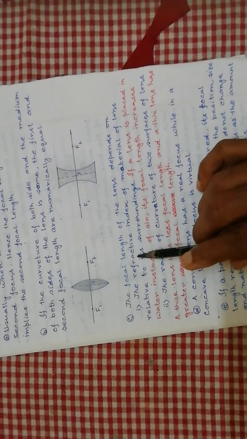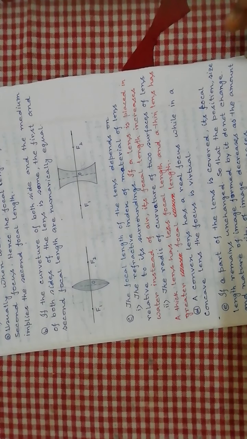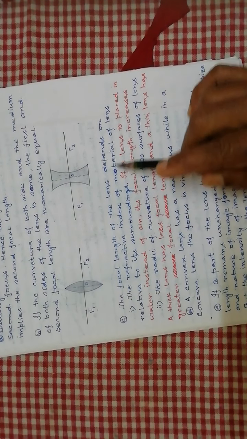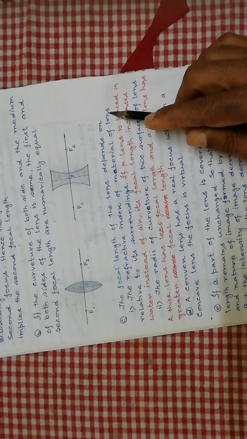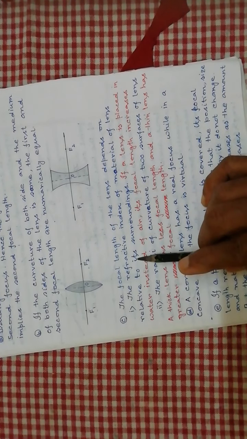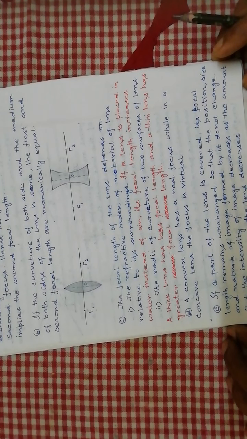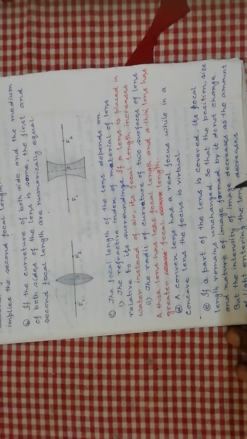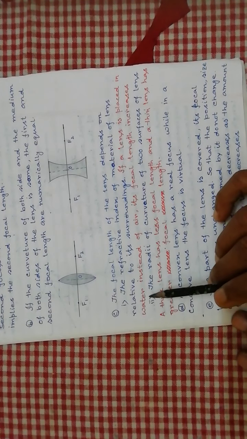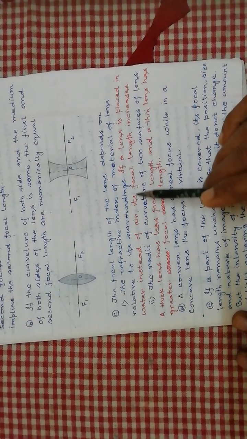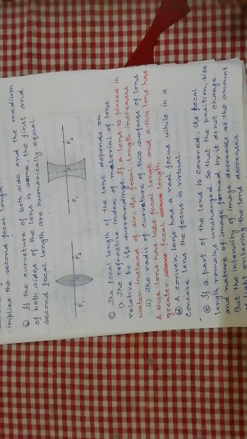Now the third point: the focal length of the lens depends on two factors. One is the refractive index of the material of the lens relative to its surroundings. That means it depends on the medium in which the lens is kept. If the lens is placed in water instead of air, its focal length increases. That means when the lens is kept in a denser medium, the focal length increases.